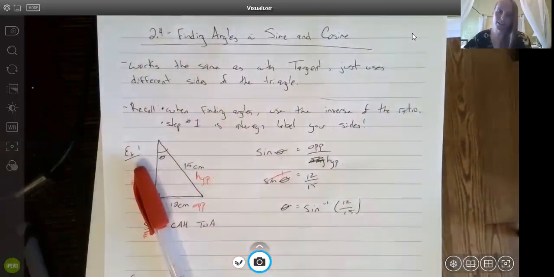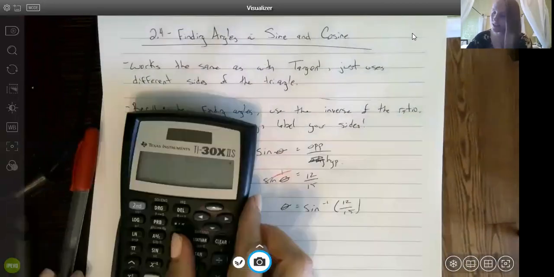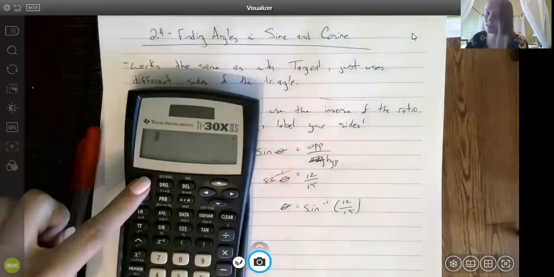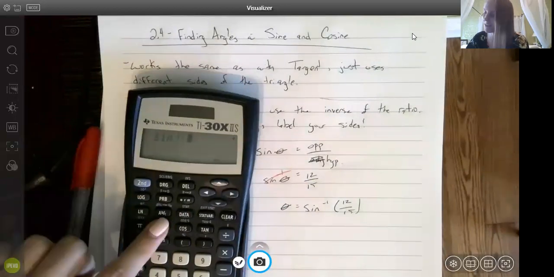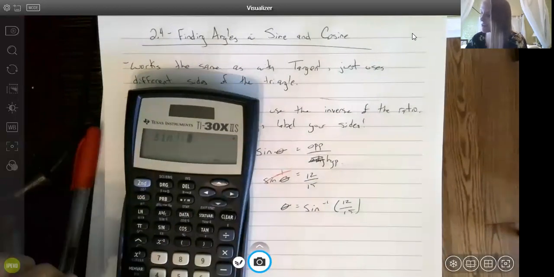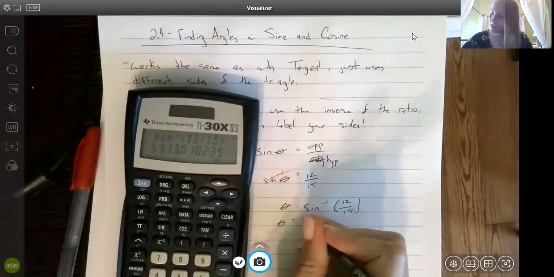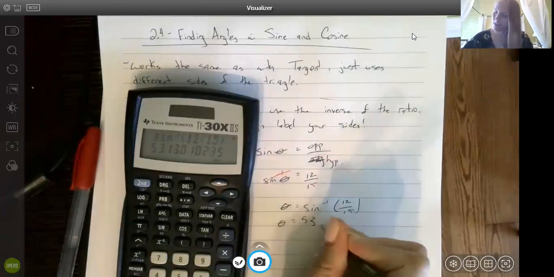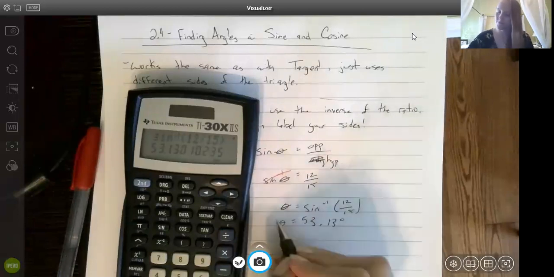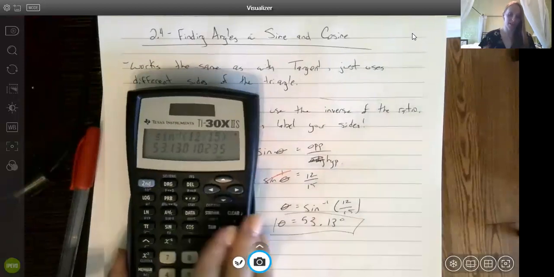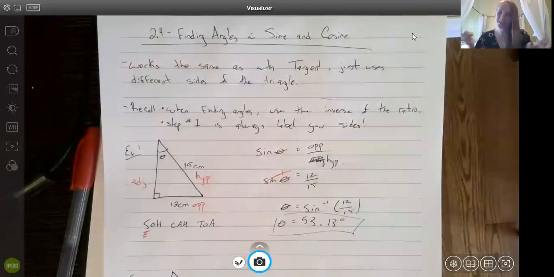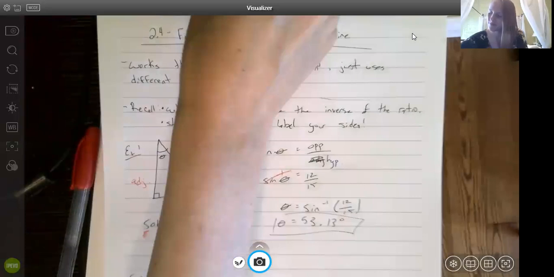So on my calculator, the way I plug that in is just second sine, so the sine inverse, and then 12 divided by 15. And my answer is 53.13 degrees. Okay, let's try one more example.